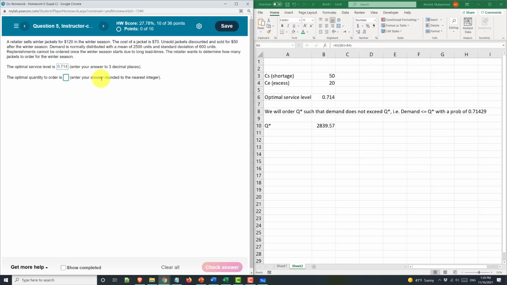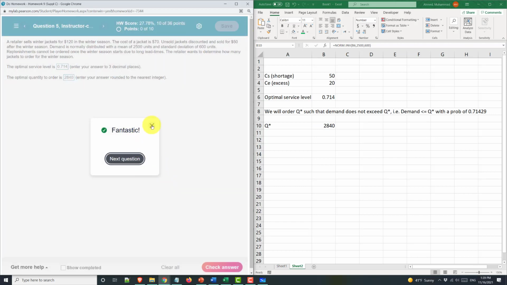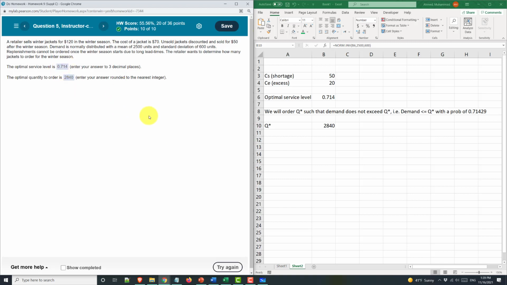Okay, the optimal quantity to the nearest integer. Again, we're going to use Excel to round this for us, so we don't get tired. So that's 2840. And let's check our answer. So we got it. Okay, we got it correct. Okay, so that's how you find Q star once you have the optimal service level.